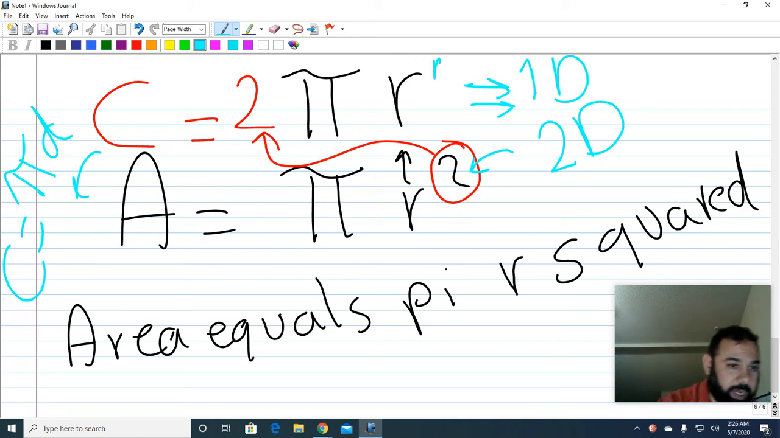So focus on the area formula because in the next video we're going to use it to find, understand, and memorize the area for cylinders, spheres, and cones.